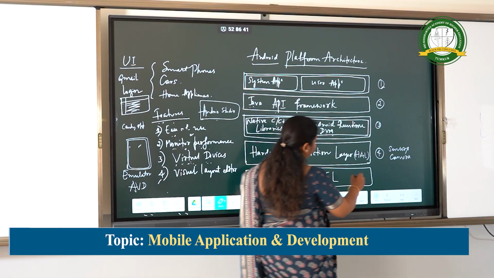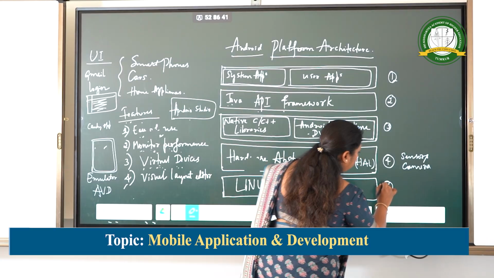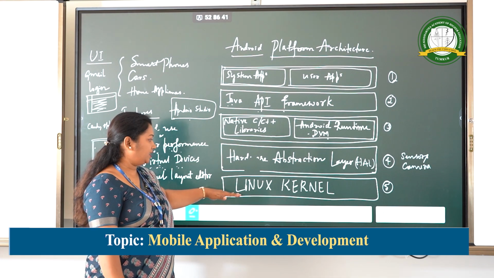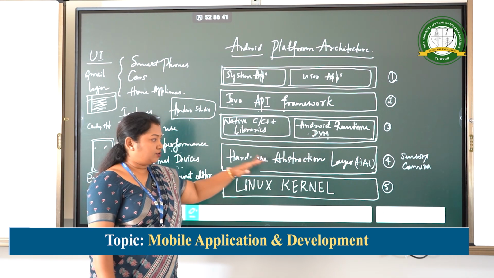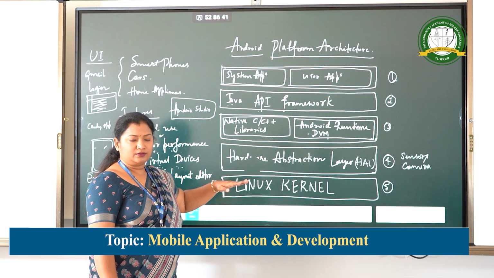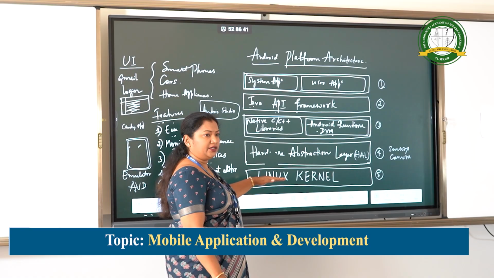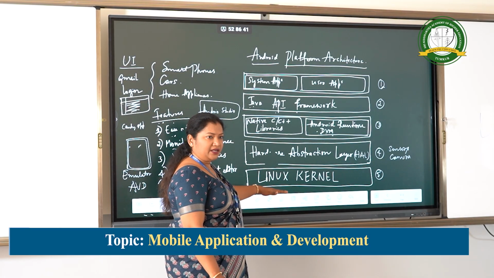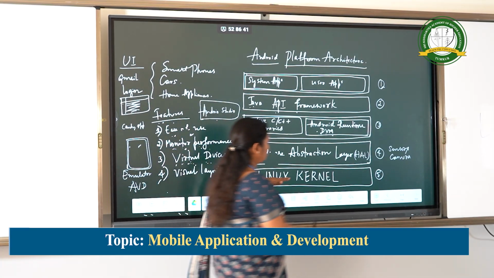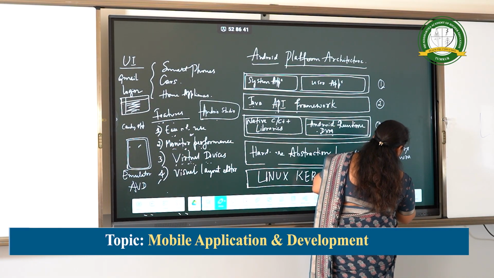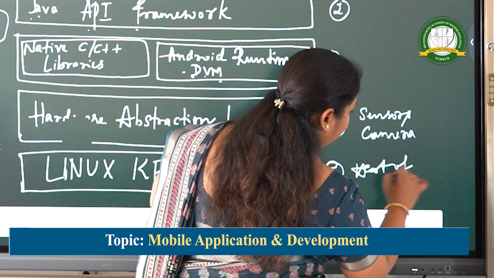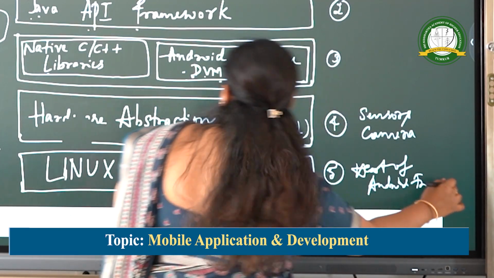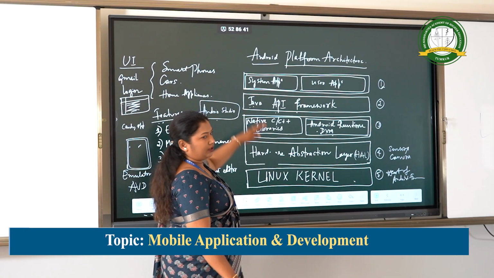Next layer is the fifth, which we call the heart of the architecture, that is Linux kernel. So we have 3 types of operating systems: Linux kernel, Windows, and iOS. Linux is based on commands where we are going to work. So this is called the heart of the architecture, at the heart of Android framework. Okay, this is about architecture.